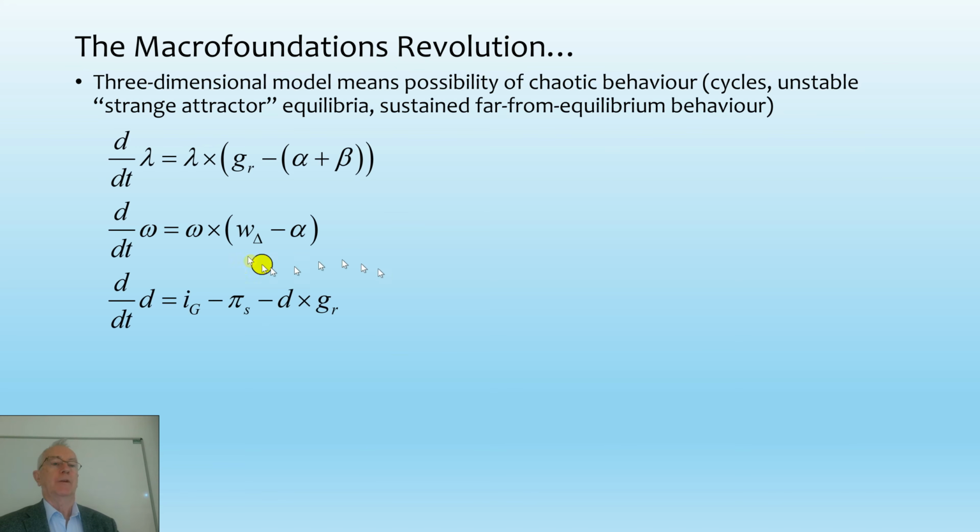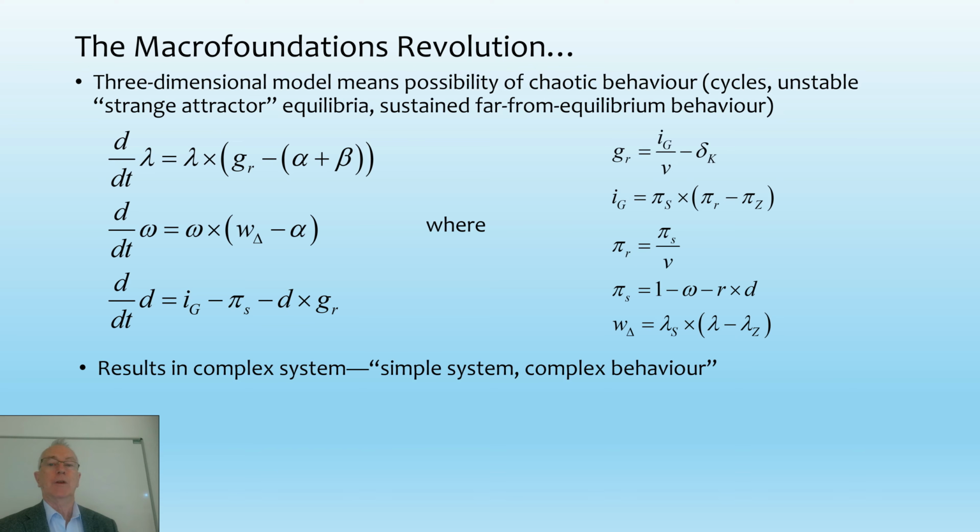And this is just spelling it out. The rate of change of the employment rate is the employment rate itself multiplied by the growth rate minus the sum of technical change, effectively, and population. The rate of change of wages share is the level of wages multiplied by wage change minus labour productivity. And the debt ratio is gross investment minus the profit share of output minus the debt ratio times the growth rate. And just to spell those other terms out, those are the other terms there.